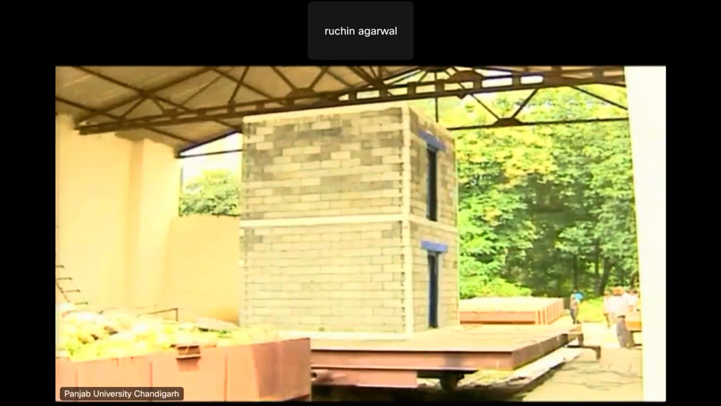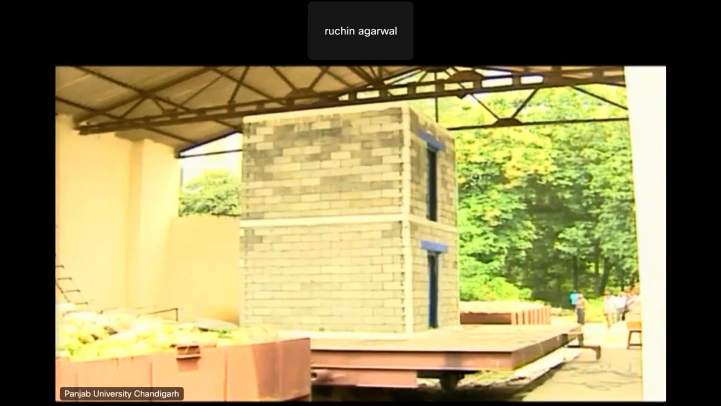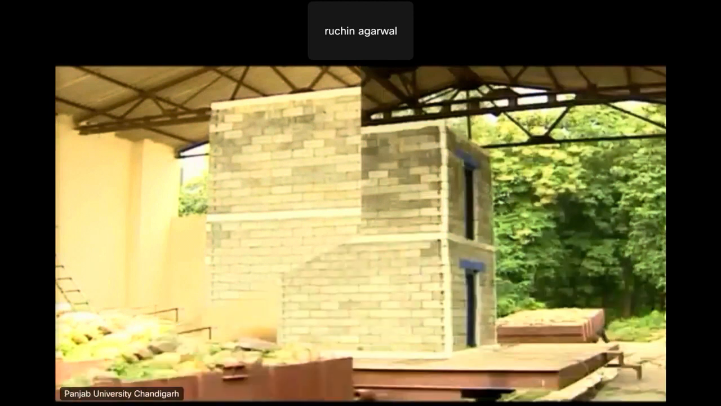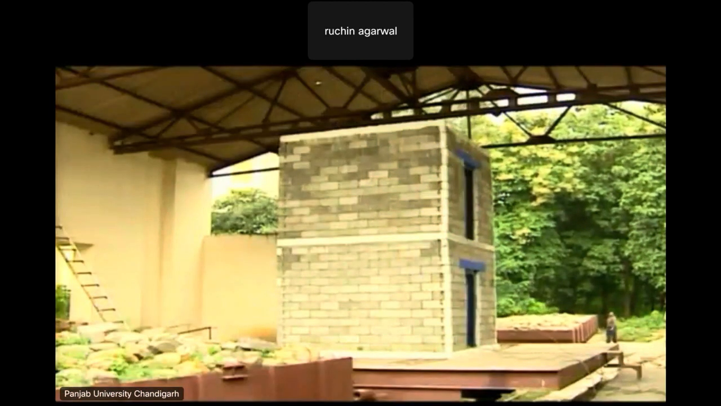So this is the two-story model which we have tested. Even though we kept the flower pots and all that, it didn't even shake.